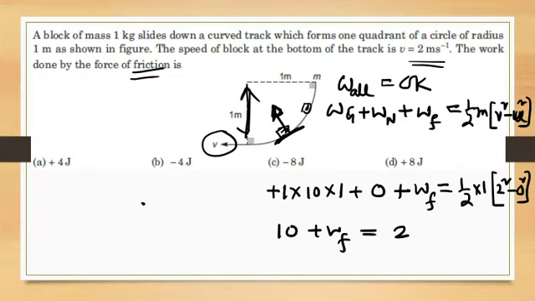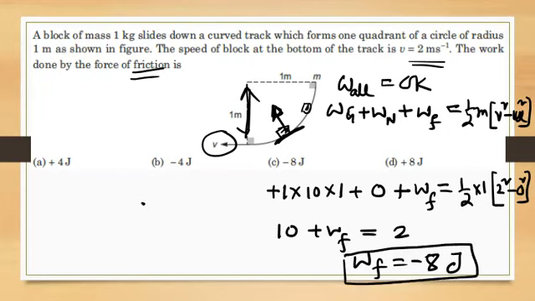So work done by friction is what? Minus 8. All are in SI, so the answer is in joule. So work done by friction is minus 8 joule. So it means the third option is correct.